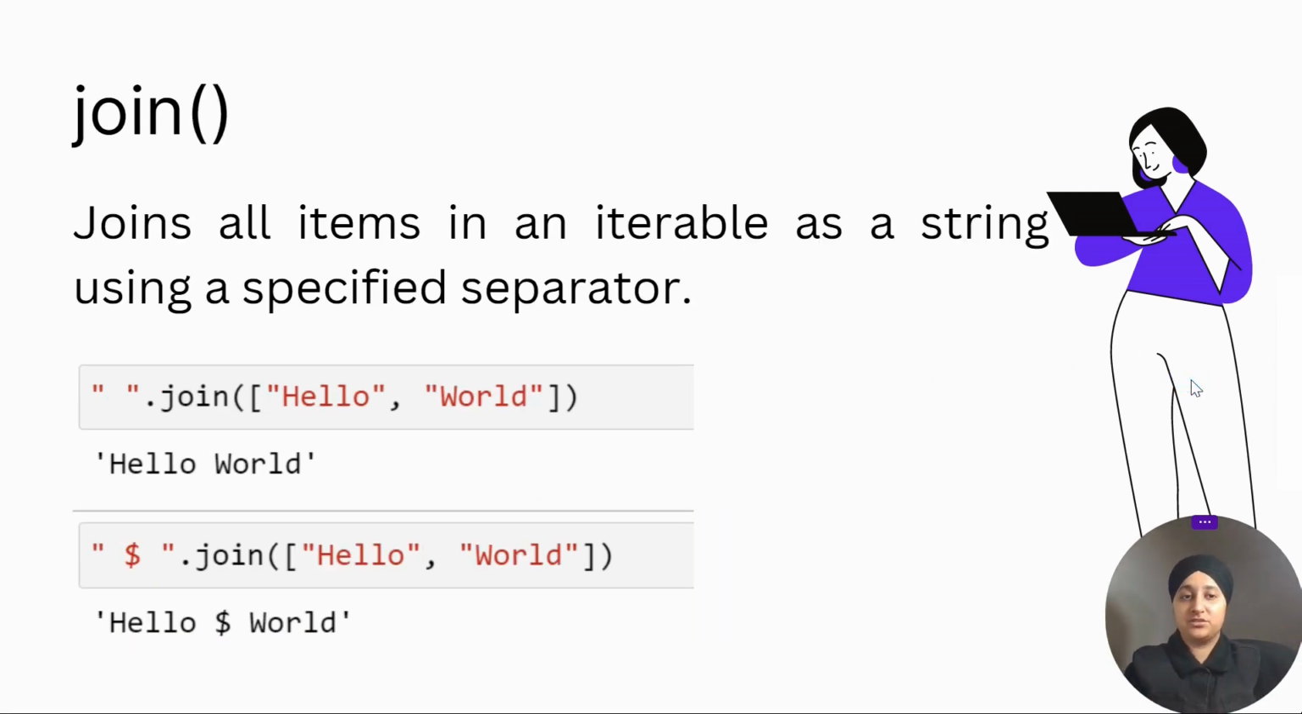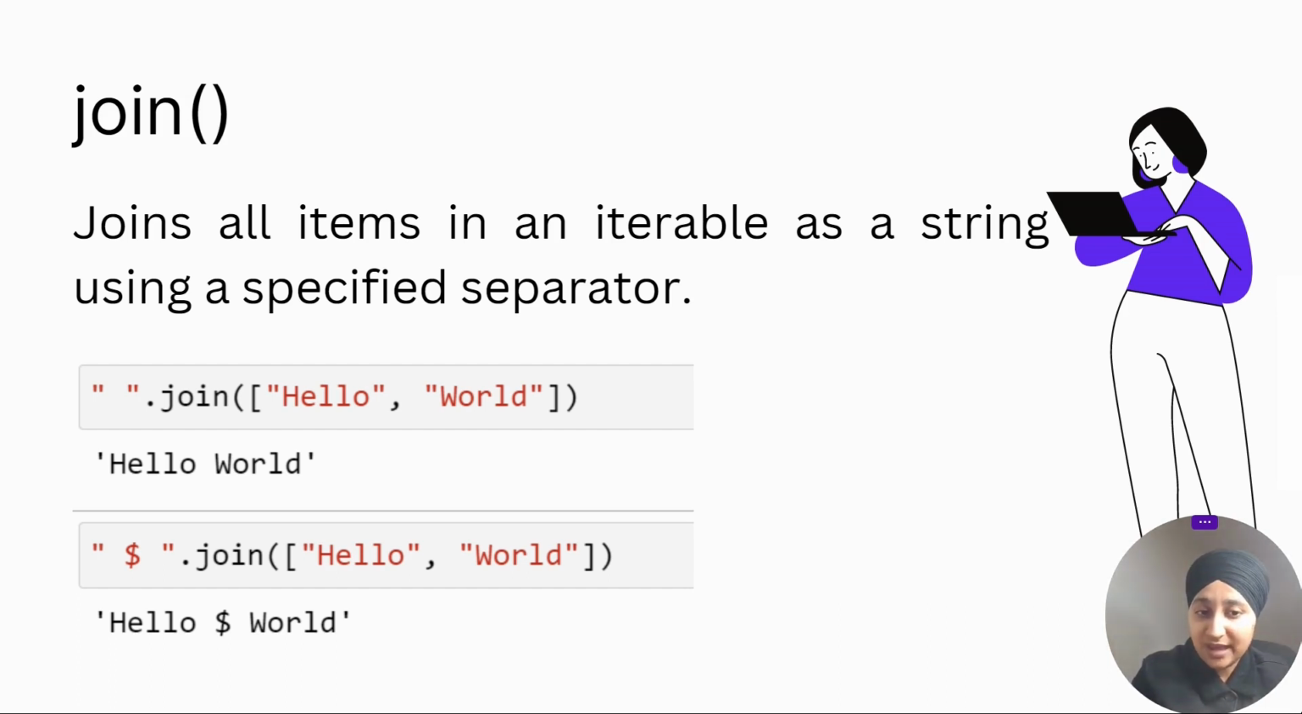Right, now we have the join function. It joins all elements in an iterable as a string using a specified separator. You can see the join function I'm using with dot notation, and before the dot I'm leaving a space in quotes, dot join, and within the parentheses I'm passing two words, hello and world, in a list, right?